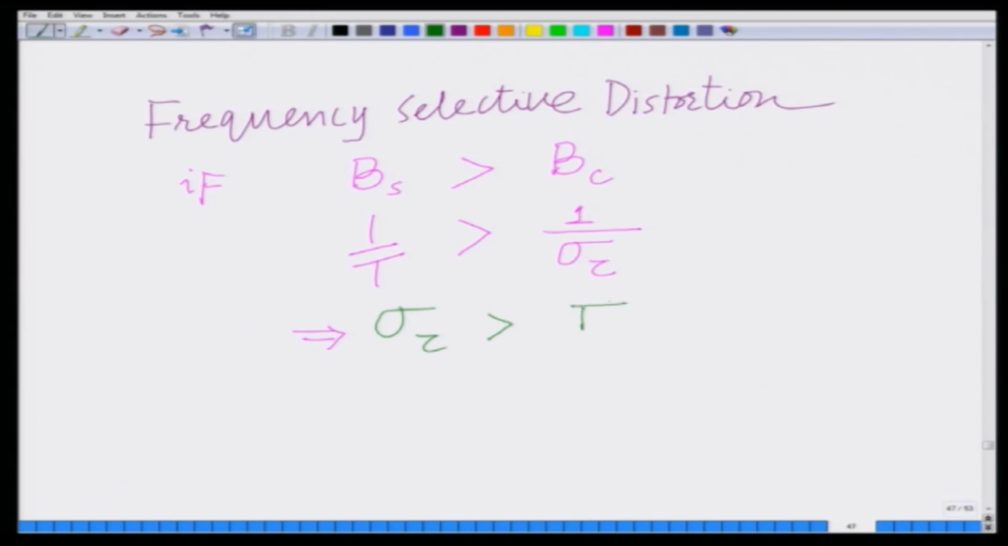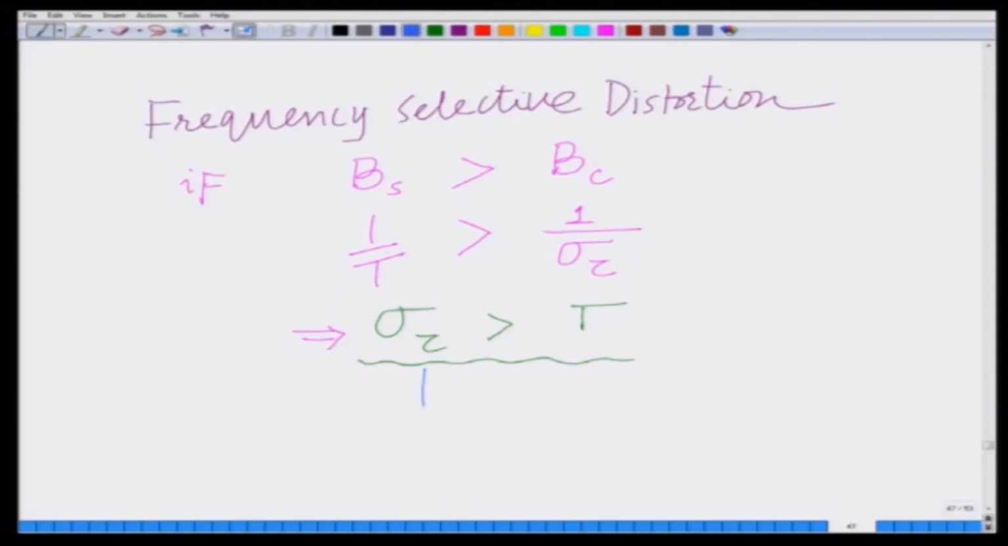And have we seen this before? We have seen this in the previous module, that is, the delay spread is greater than the symbol time, and this is precisely intersymbol interference. This is precisely the condition for intersymbol interference, right. So, what we are saying is something very interesting, that is, if Bs is greater than Bc, that is, signal bandwidth is greater than the coherence bandwidth, that implies that the delay spread is greater than the symbol time, which is the same thing as intersymbol interference.